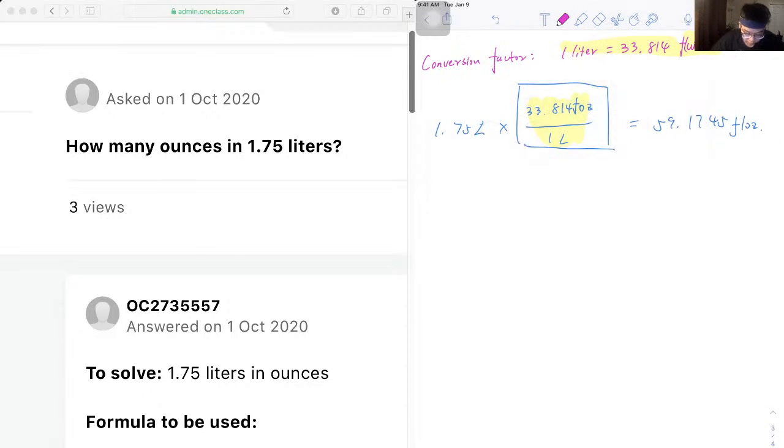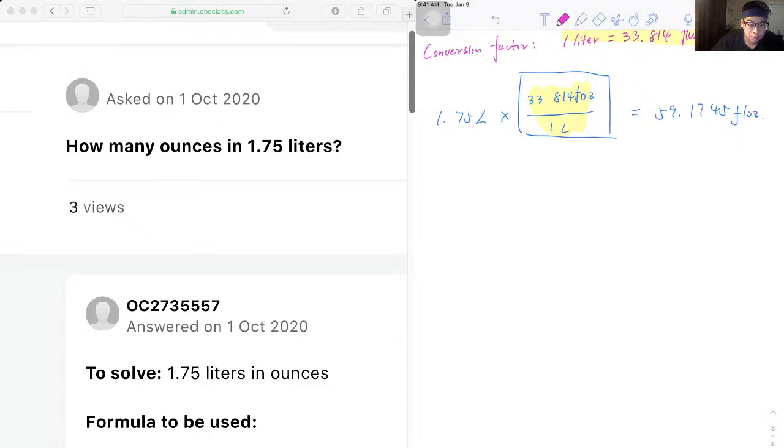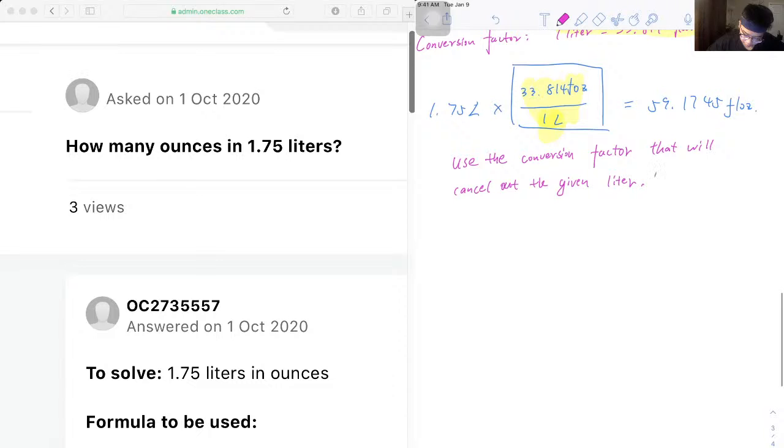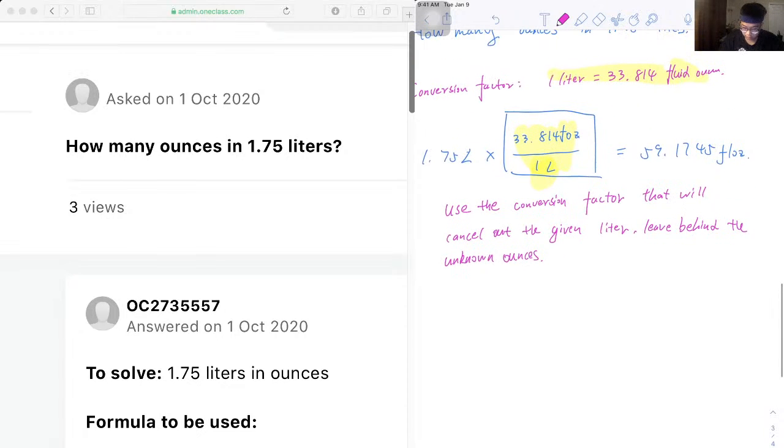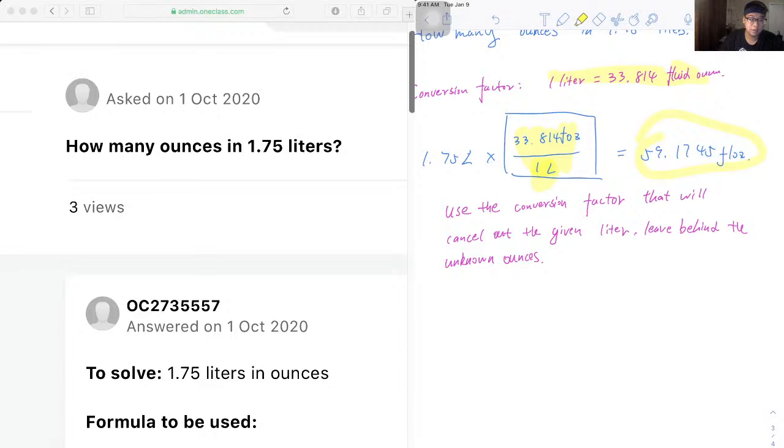I'll just write one more sentence for explanation. We use the conversion factor that will cancel out the given liter, which is right here as a denominator, and then leave behind the ounces. So our answer will be 59.1745.